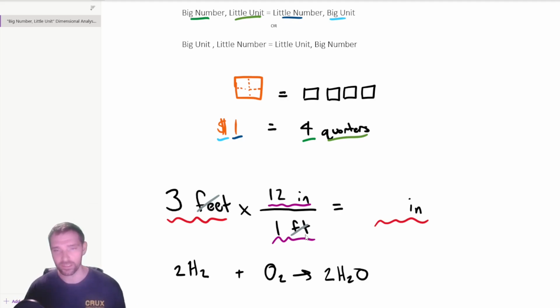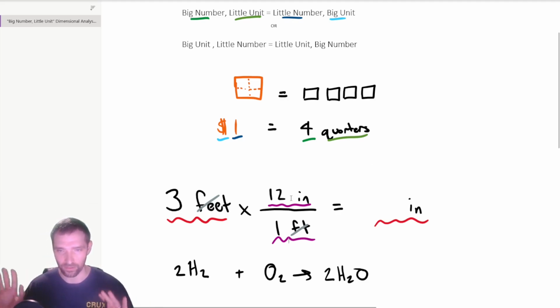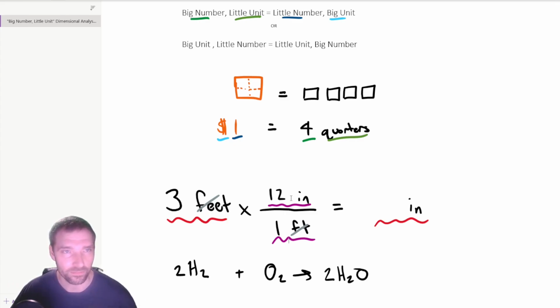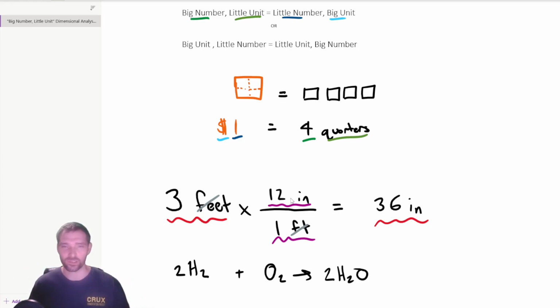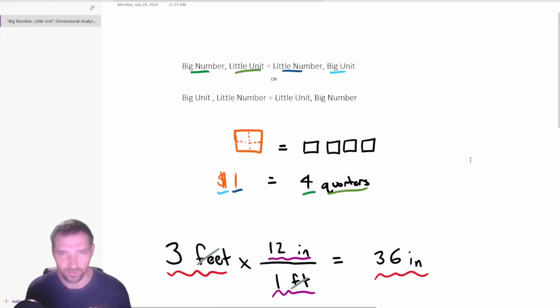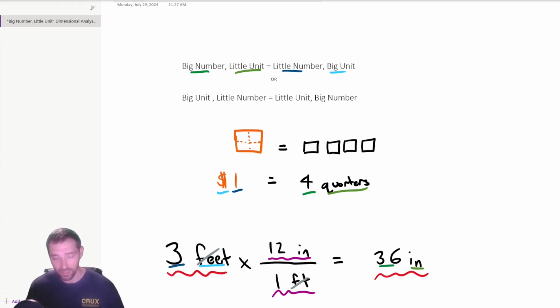Because the top and bottom are equal, that lets you double check you've got the right thing in the right place in your conversion factor. And in the larger problem, you can see that this is going to be 36 inches. If you're familiar with inches and feet, you can see that those are equal, but you can also do this big number, little unit trick. You've got the bigger number right here and the little unit right there, going with our little number over here and our bigger unit over here. So you can double check this a number of ways.